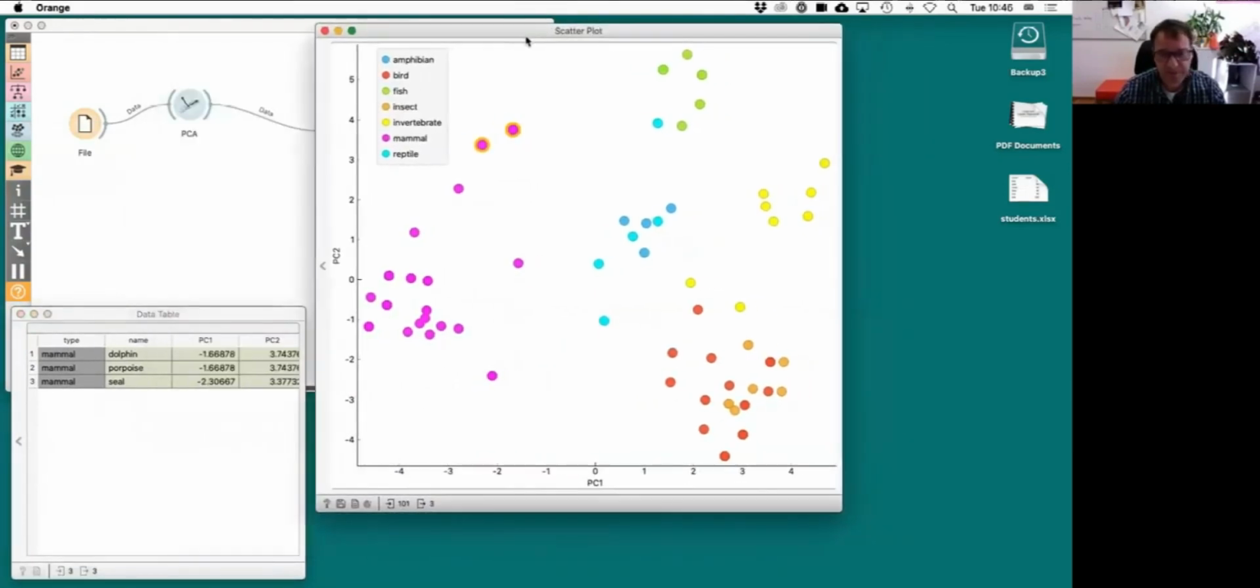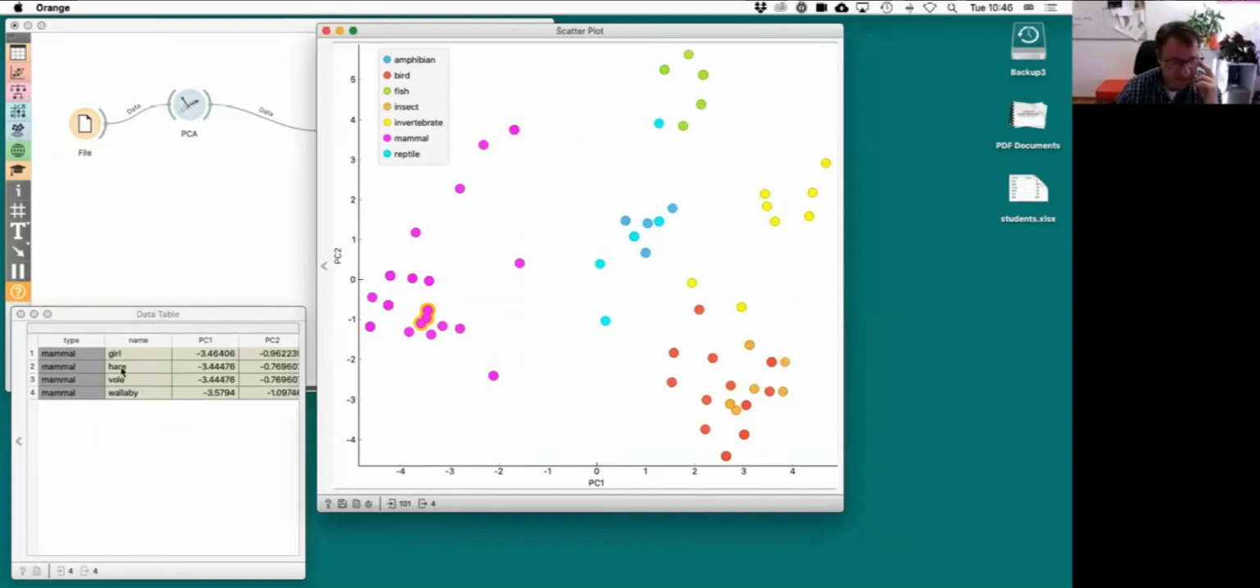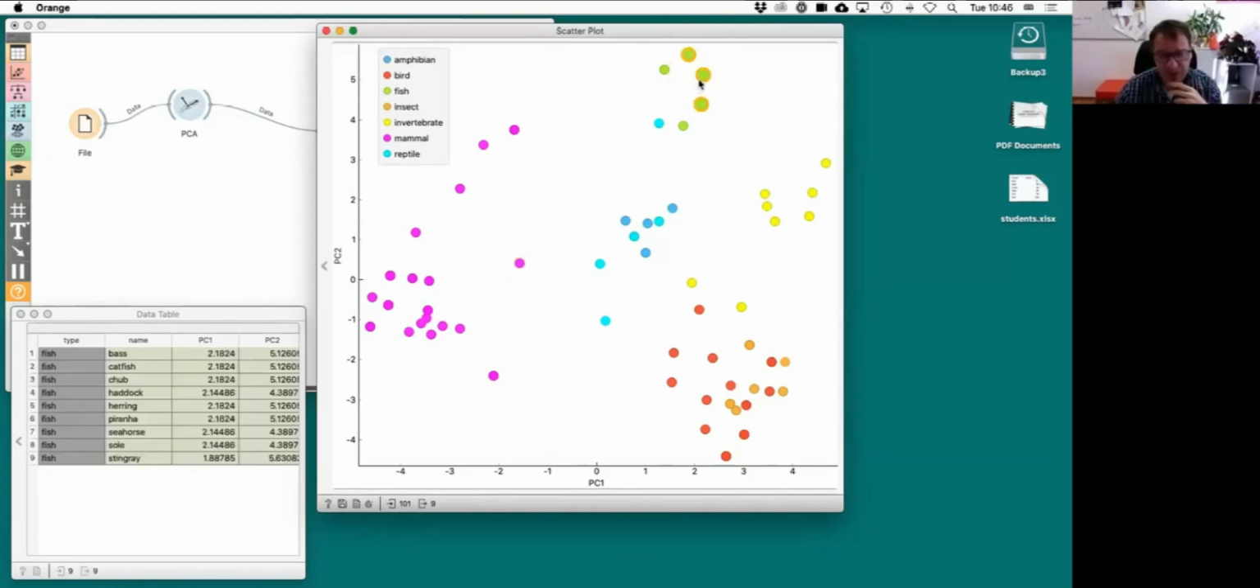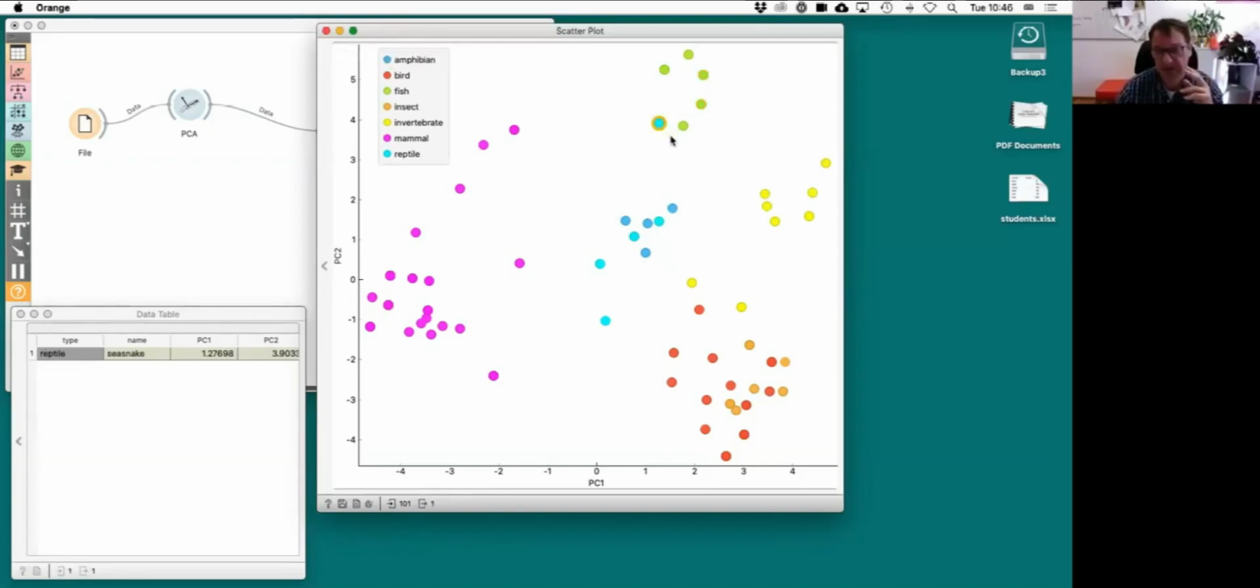Maybe I can do this. And there are some hardcore mammals here. They're like a girl, a hare, a vole. Oh, there's some strange ones. Bear, opossum. There's something that goes towards the reptiles, and that is a platypus for some reason. There are fish here. It looks like there are only 3 points, but basically these fish had exactly the same values of the features, and this is why they were placed here. But there's something here that's close to the fish. Oh, it's a sea snake.